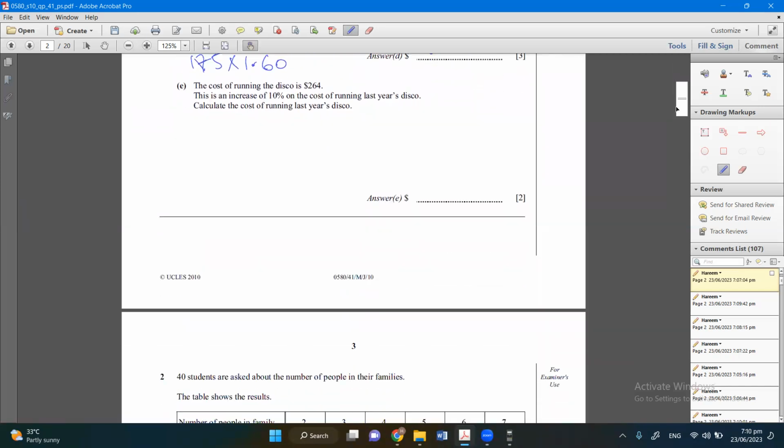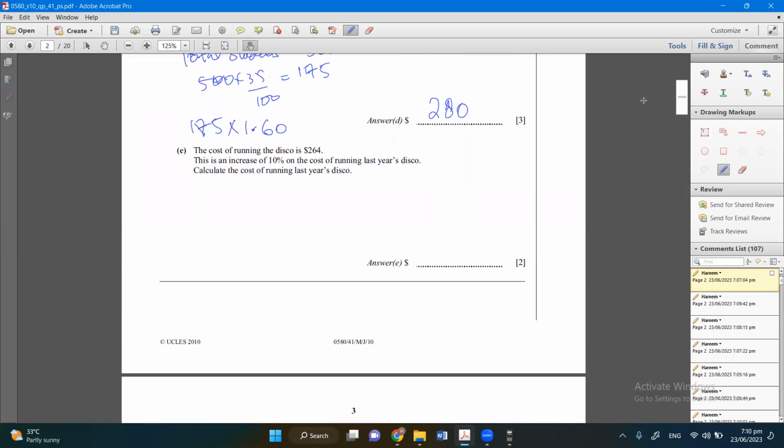Now, part C is there. They're saying that the cost of running the disco is $264. They're saying there is an increase of 10% on the cost of running last year's disco. So in this year's disco that we are organizing, we have a 10% increase in the cost compared to last year's disco.